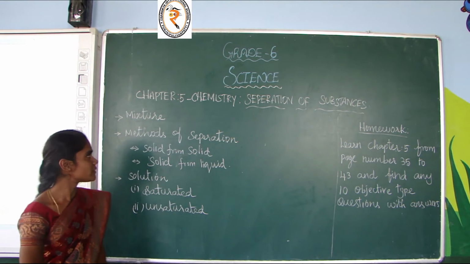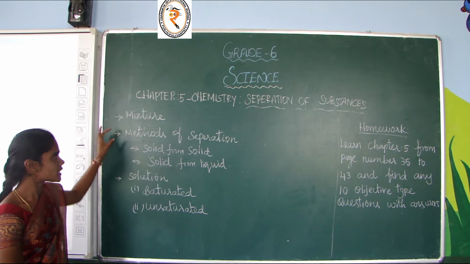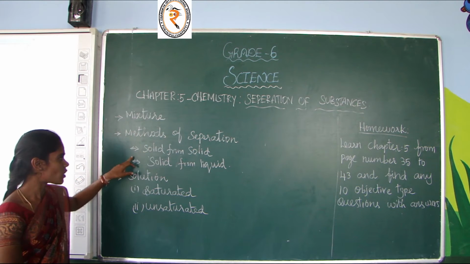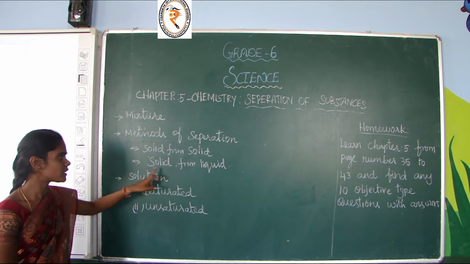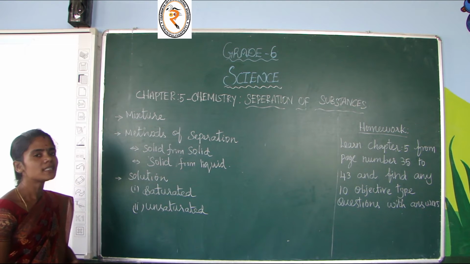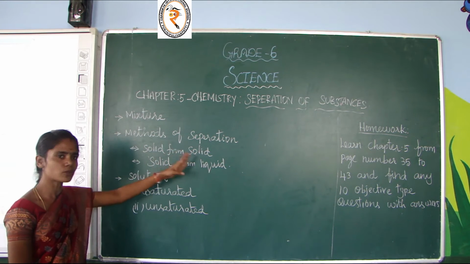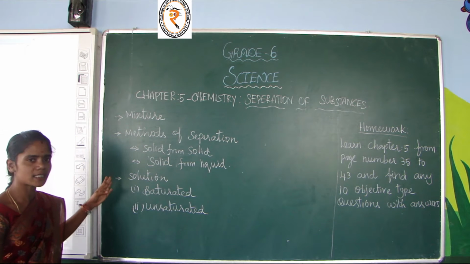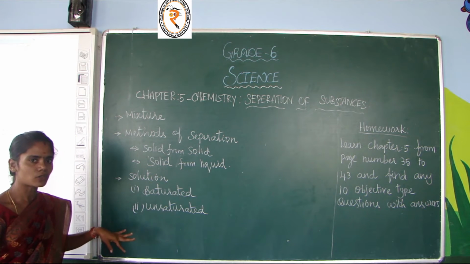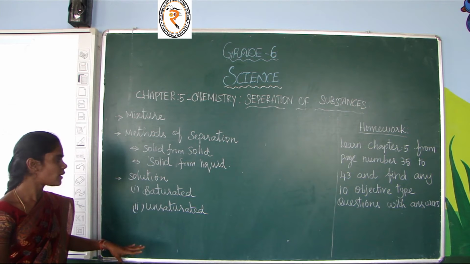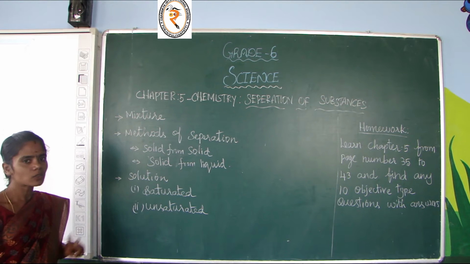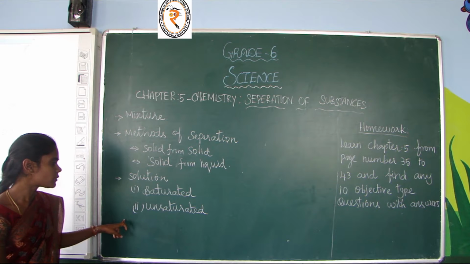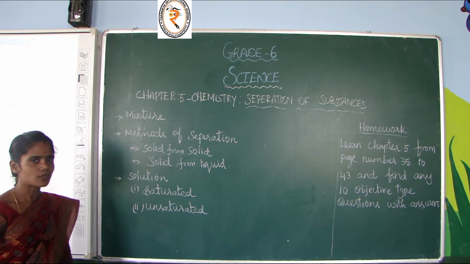In this chapter we will discuss these topics. What is called a mixture, and methods of separation: solid from solid and solid from liquid. How can we separate mixtures of solid from solid and solid from liquid? And finally we will discuss what is called a solution and what are the types of solution. In general there are two types of solution: one is saturated solution and the other one is unsaturated solution.